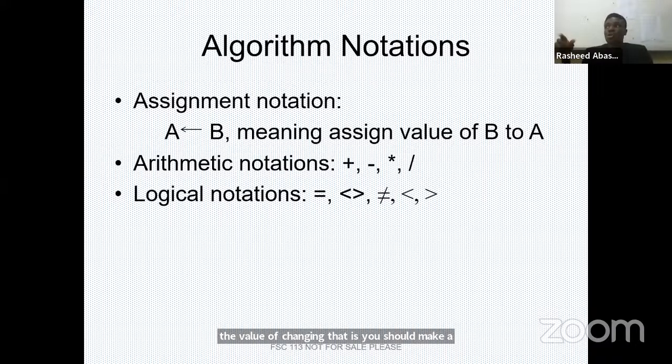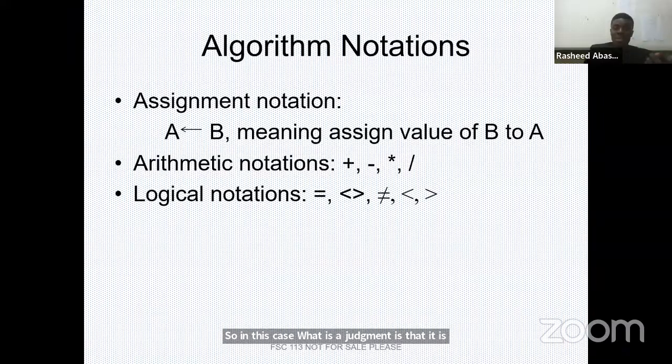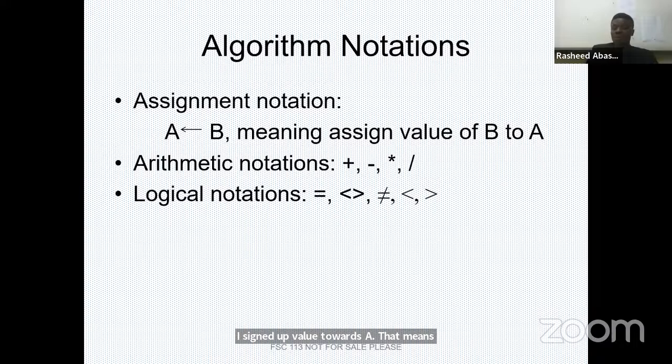So whenever you want to use A, anywhere down your program, it knows that A has a value and that value is 20. So in this case, it's assigning the value of B to A. That is, whatever value you have as B, assign that value to A. That means A and B have the same value. So that's an assignment notation. Assignment, that is, assign this value to this variable. That's what it does basically.